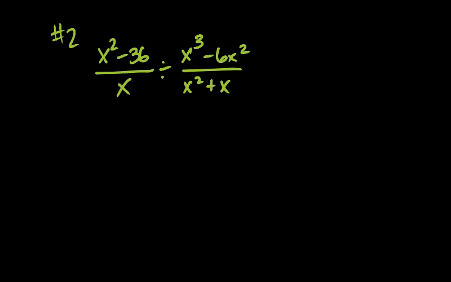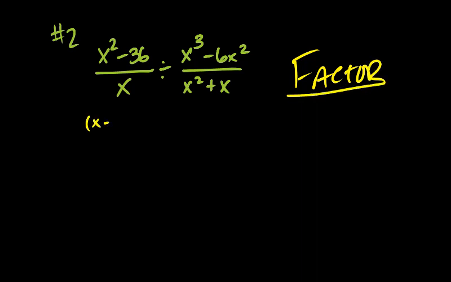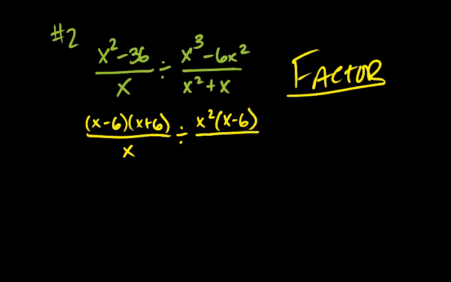Alright, first thing you're going to do, once again, is factor. So, I'm going to factor the top, that'd be x minus 6 and x plus 6. The bottom's going to stay x. And then we would divide by, this factored is x squared, take out the x squared as my GCF, and then be x minus 6. And then x is my GCF, and x plus 1.